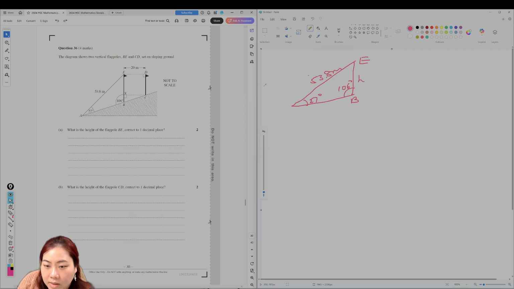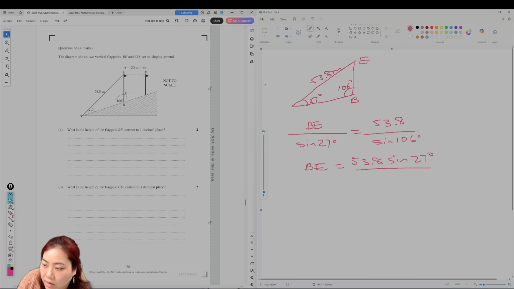This one we can use the sine rule for it. So we have, actually I'll just stick to BE. BE over sine 27 degrees is going to equal 53.8 over sine 106 degrees. So BE is going to equal 53.8 sine 27 degrees over sine 106 degrees.